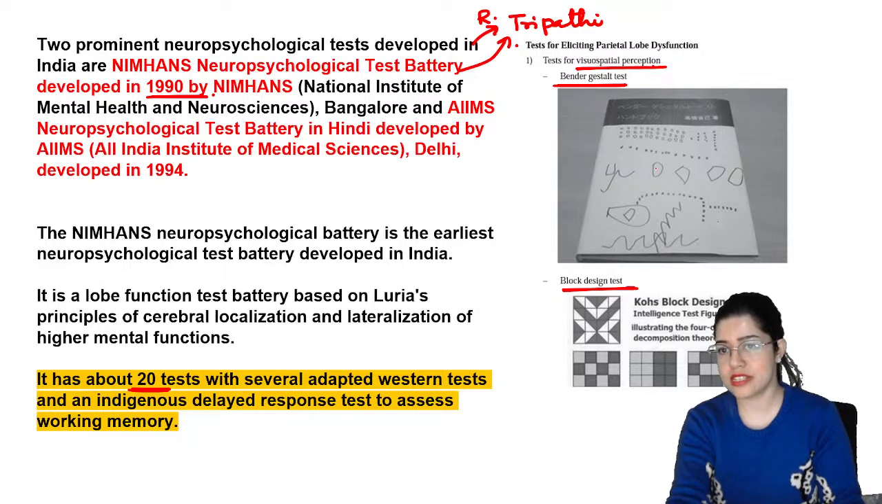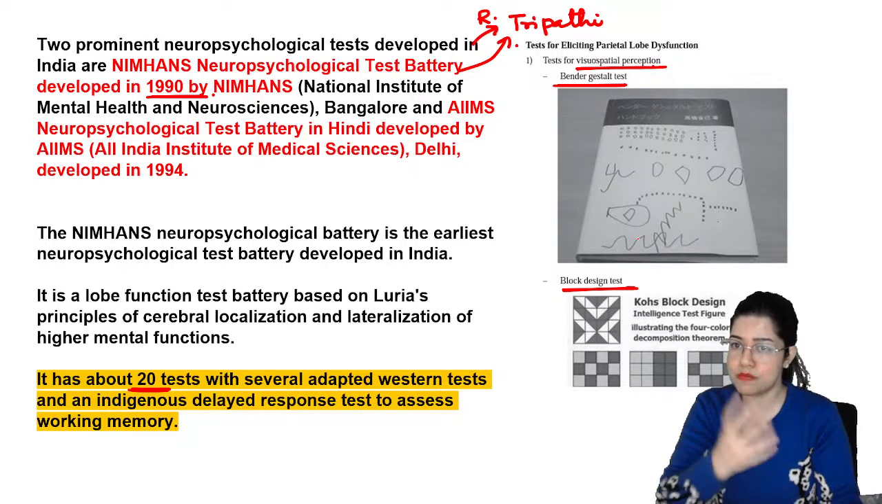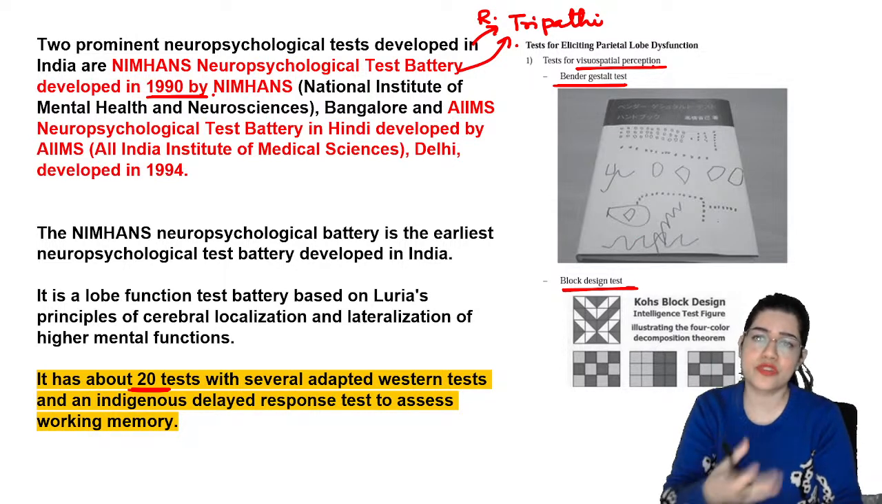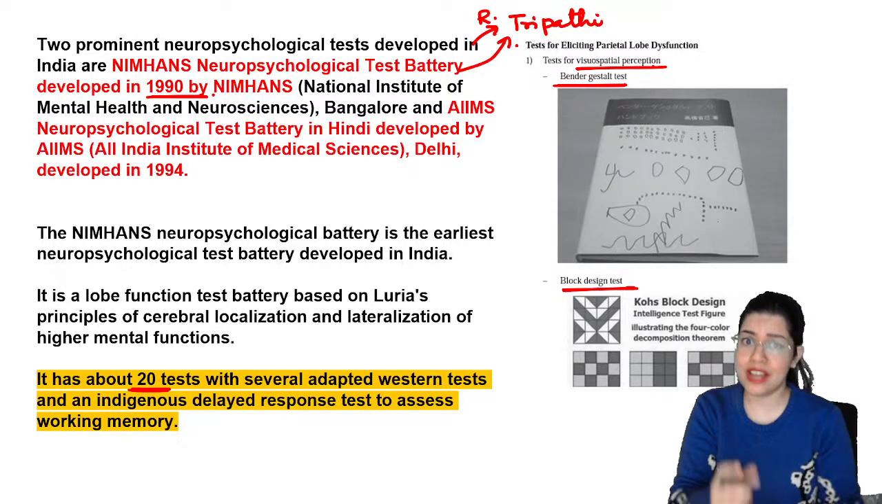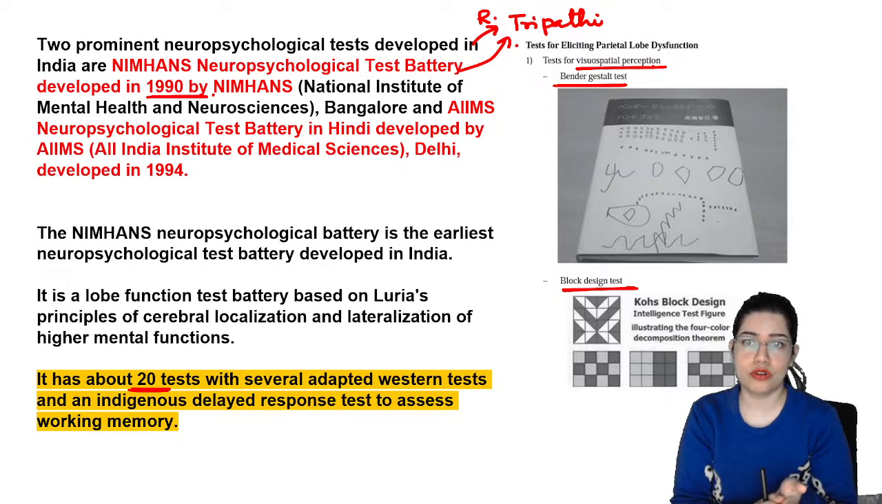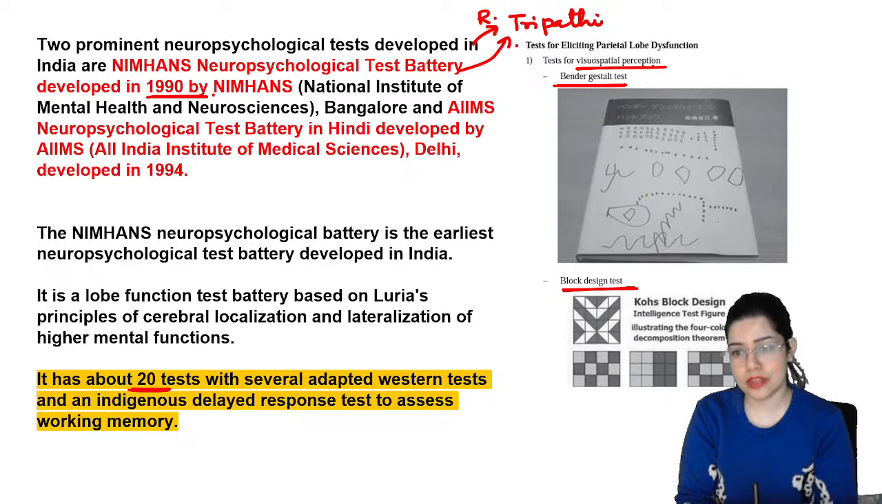Coase block design test, Bender Gestalt, visuomotor test. So there are more sub tests in this. It has multiple sub tests which are basically used to check one by one for functioning of all lobes. There are separate tests for frontal lobe function, separate tests for parietal lobe function, separate tests for particular lobes of functioning.